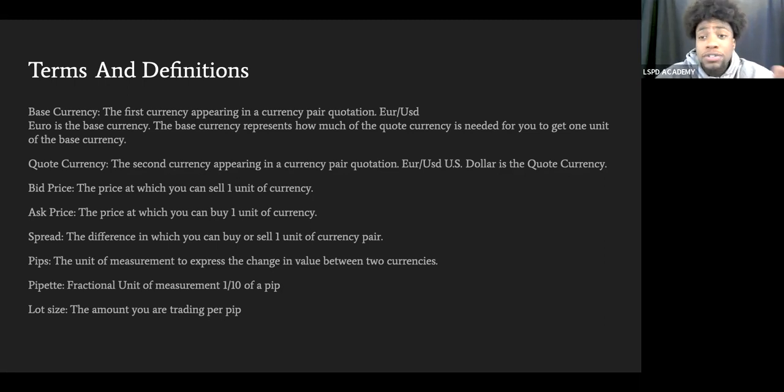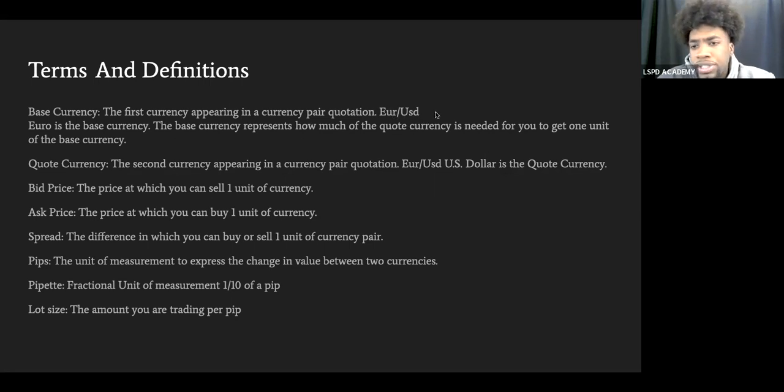So first you have your base currency, right? Your base currency is going to be the first currency appearing in a currency pair quotation. So take Euro USD, for example. The euro is the base currency. The base currency represents how much of the quote currency is needed for you to get one of the base currency, right?